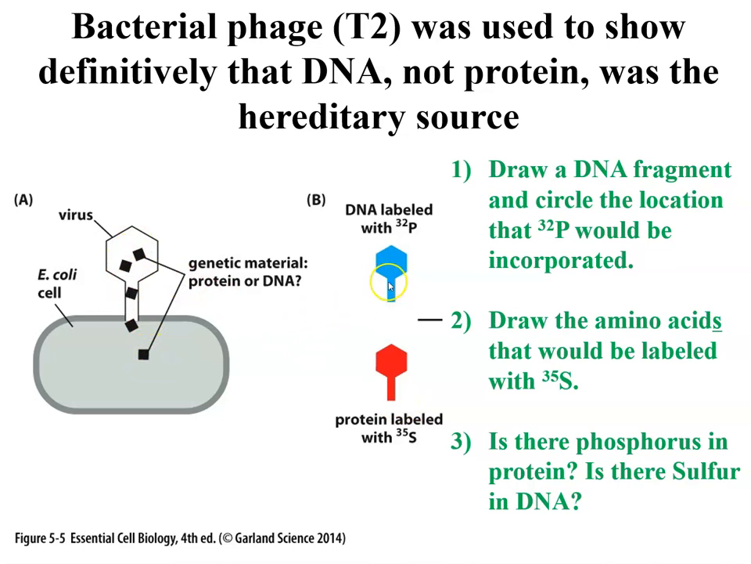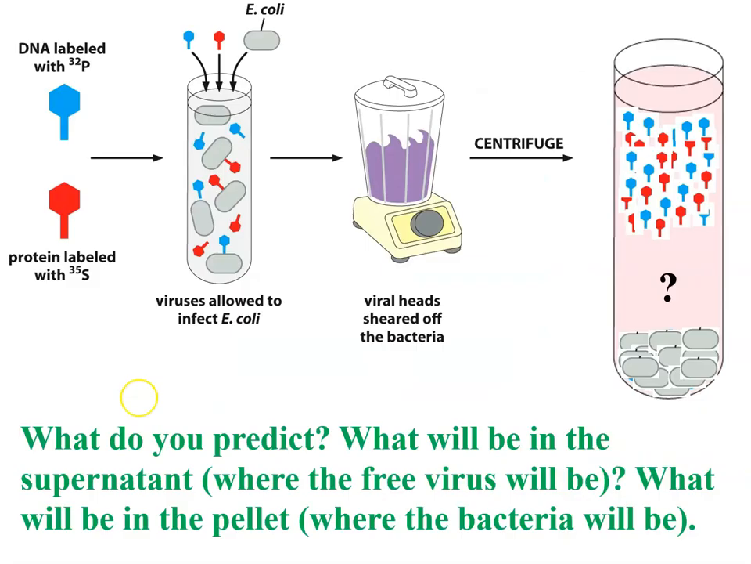So what I want you to do is take a second, pause this, and draw a DNA fragment and circle the location that the 32P would be incorporated, and then draw the amino acids that would be labeled by S35. Is there phosphorus in protein and is there sulfur in DNA? Those are the questions I want you to make sure that you understand before you move to the next slide.